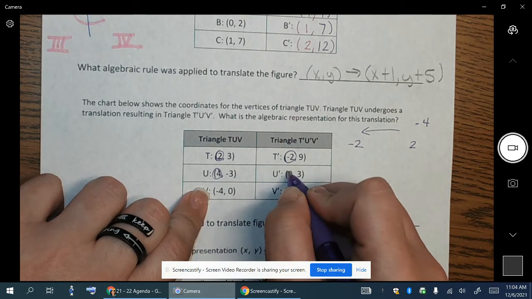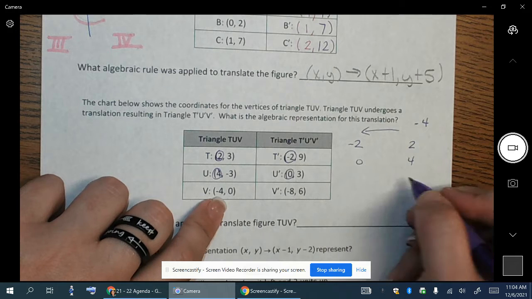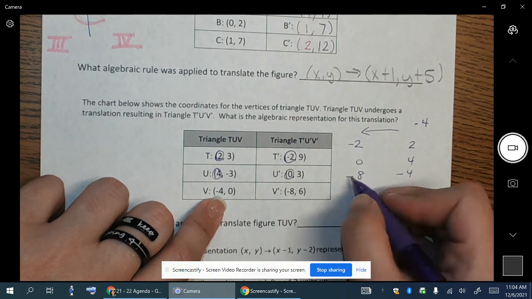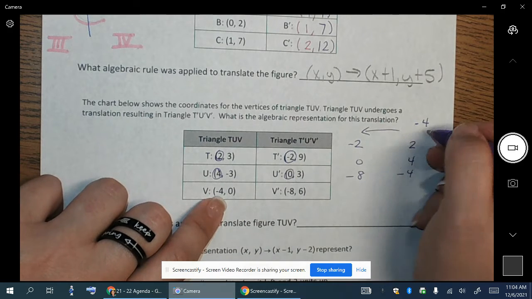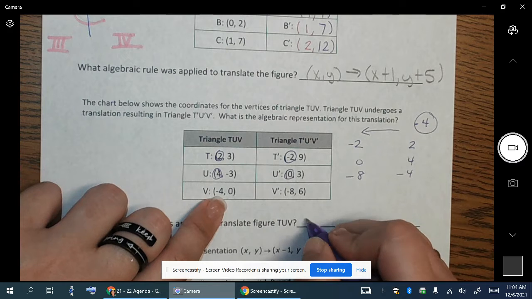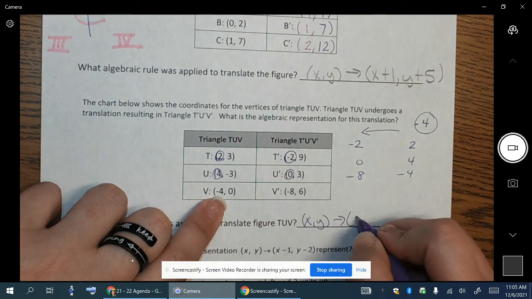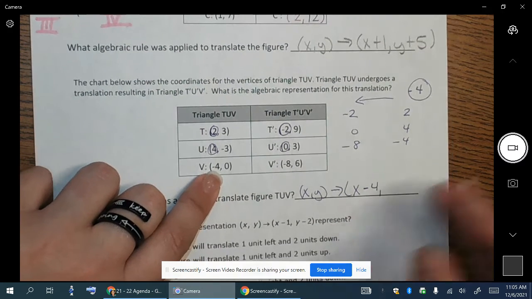We want to double check to make sure that works. I started at 4, and now I'm at 0. Yep. Is that still minus 4? Yeah. I'm at -4 and I'm at -8. Is that still minus 4? Yes. So all of my x values went down by 4. So I'm going to write x comma y. And then what happened to my x? Negative 4. Good.